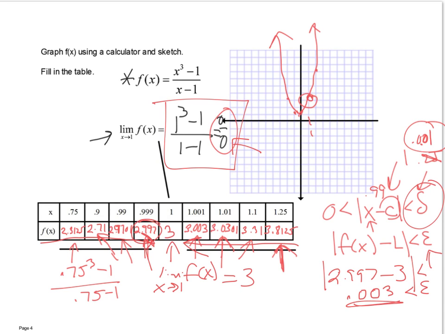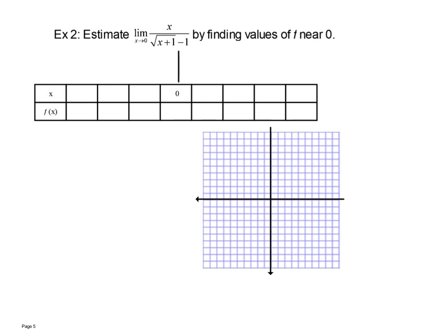That epsilon is just kind of saying how close you are to the actual limit value. That is not the function value. And so that's how we're going to estimate. All right, so we're going to try one more.